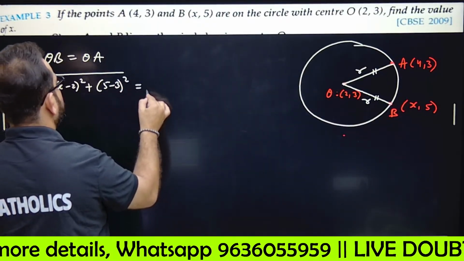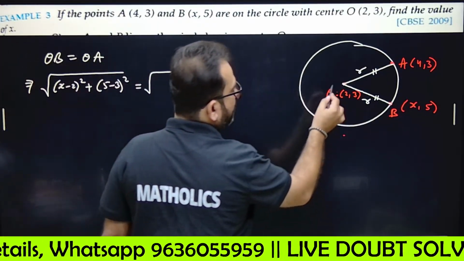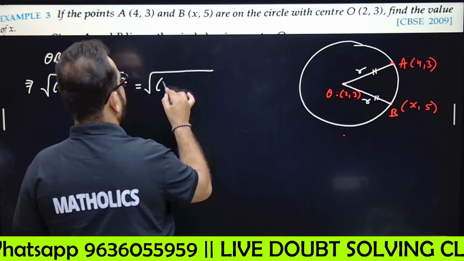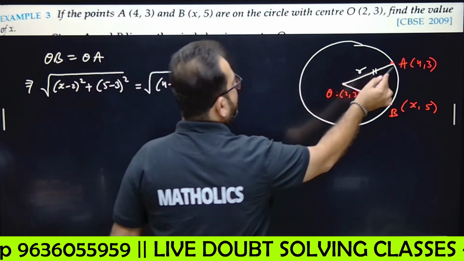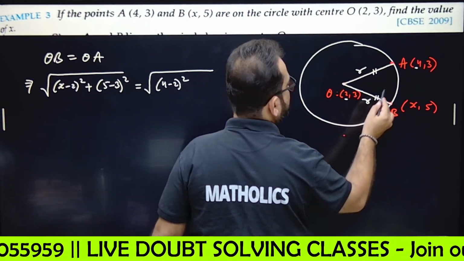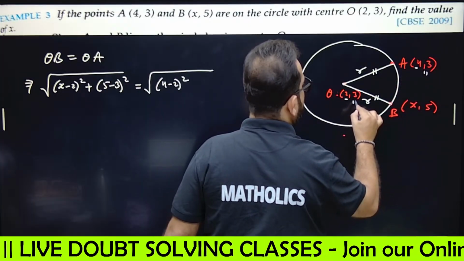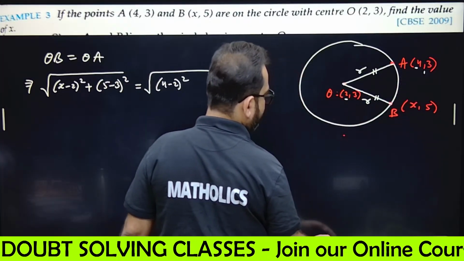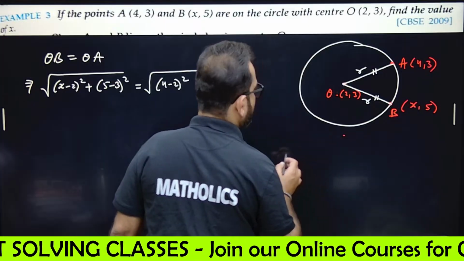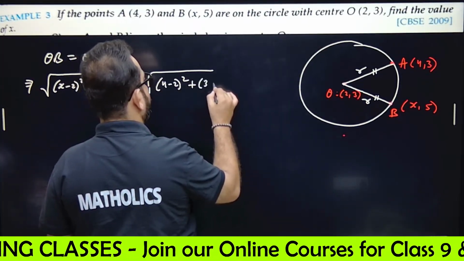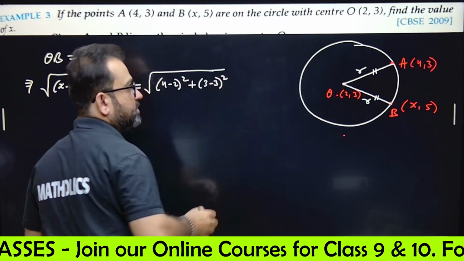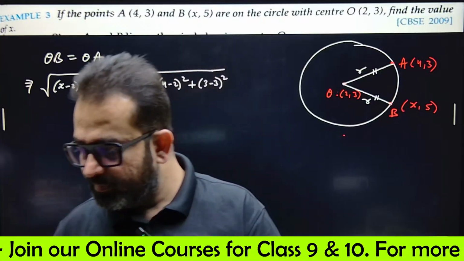That equals the square root of, what is OA? OA is (4 minus 2) whole square, the x coordinates being 4 and 2. Similarly the y coordinates are 3 and 3, so plus (3 minus 3) whole square. This we have to do. Is this clear? So we can move forward.